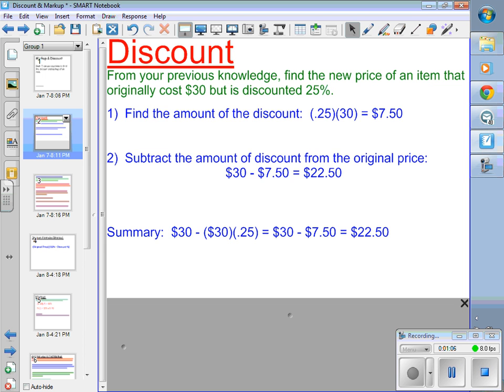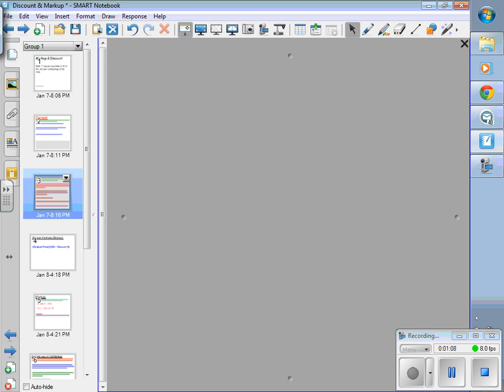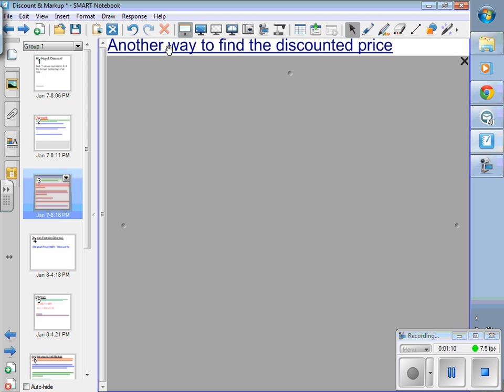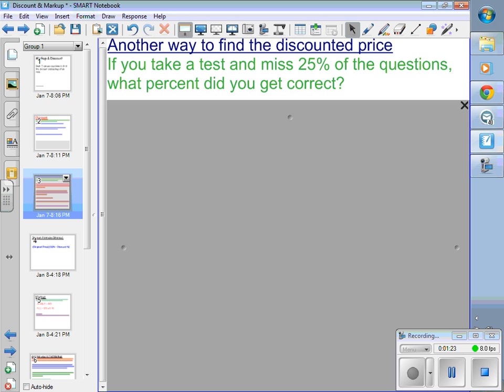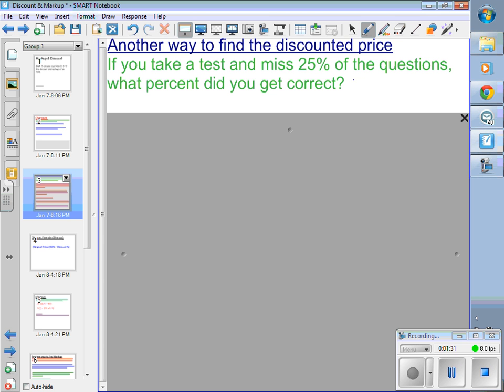All right, moving on. As always, pause when you need to, because I'm going fast so that your lesson's not so long. Pause to take the notes that you need. Another way to find the discounted price. If you take a test and miss 25% of the questions, what percent did you get correct? Hopefully you all know and are able to answer that you got 75% correct.